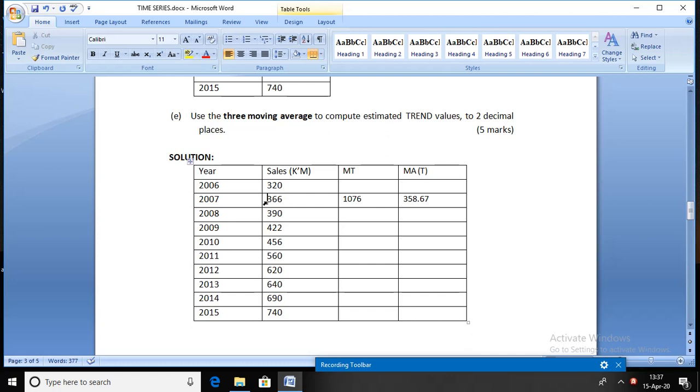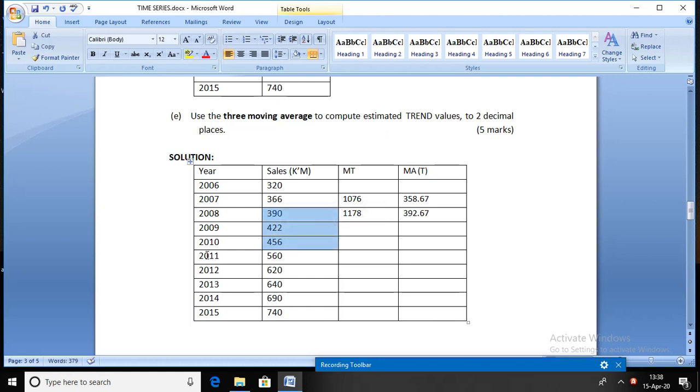Then you add the next set of 3. The total should come in the middle of those values. That's the middle of the values. So the total of the next 3 values is 1178. That divided by 3 to convert into the average, that's 392.67.